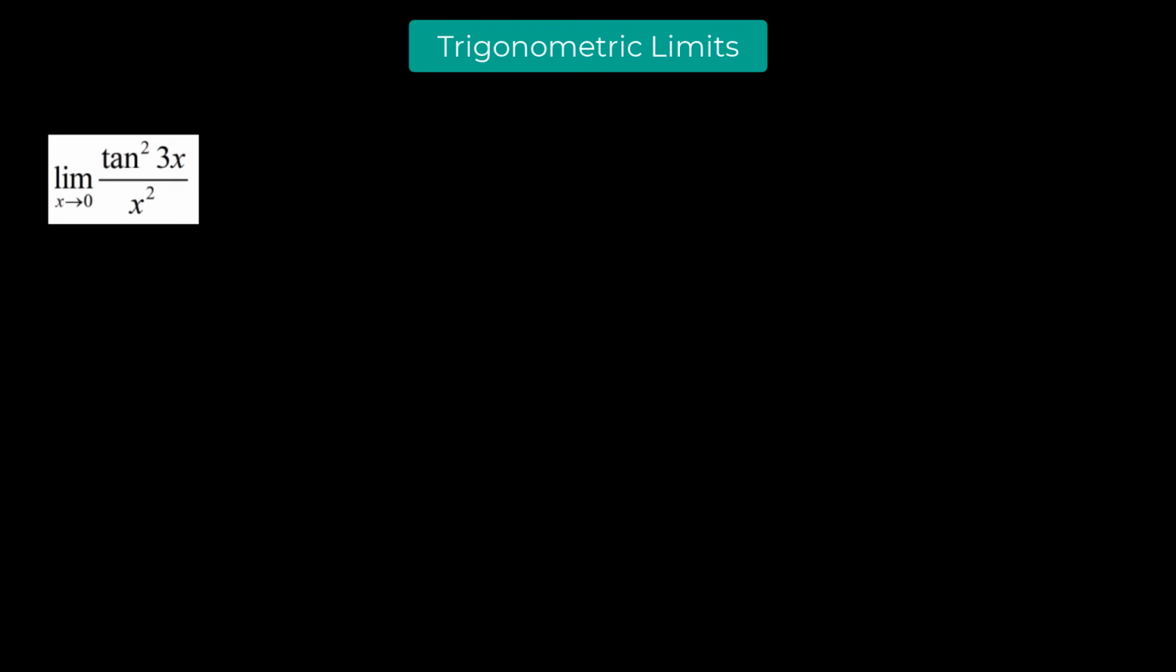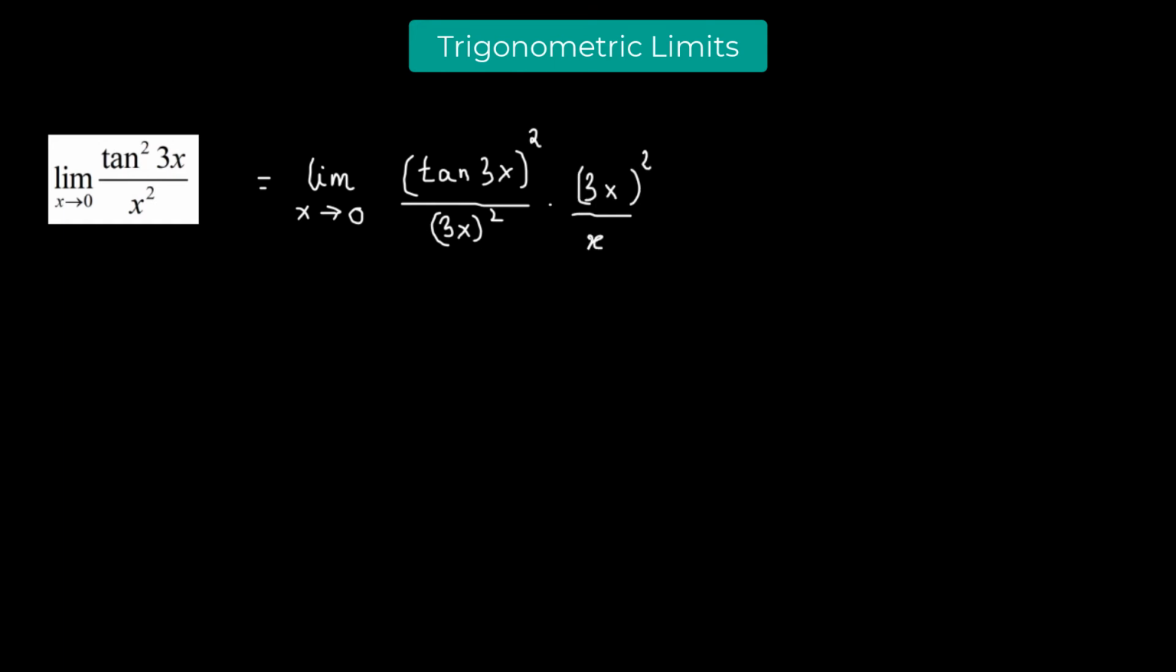So here we have the function given by tan squared 3x over x squared, and we need to determine its limiting value when x tends to 0. So let us rewrite our given function. We have the limit as x goes to 0 of tan squared 3x, which we can rewrite as tan 3x whole squared, divided by, so we need a 3x squared here. So we're going to divide by 3x whole squared and multiply by 3x whole squared. And we have x squared in the denominator.